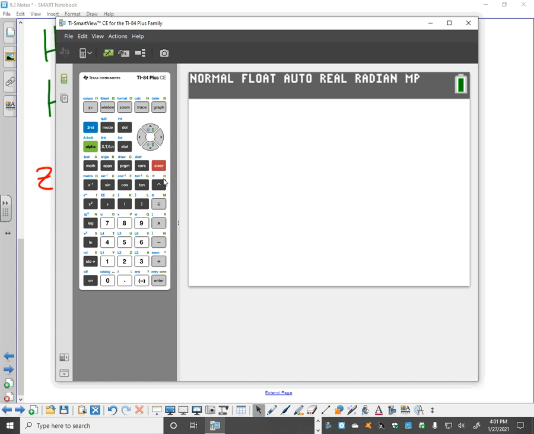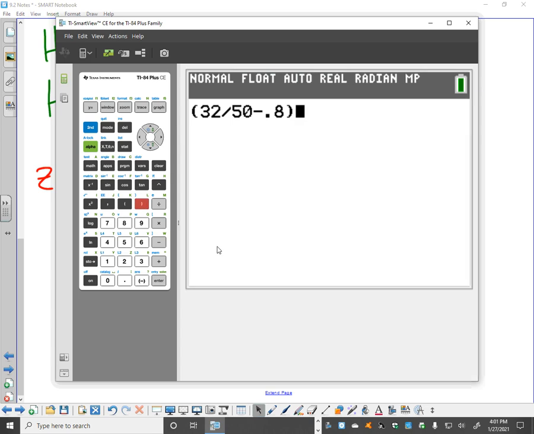So here I go. I have to corral the top in parentheses because it's multi-termed. So 32 divided by 50. Don't close your parentheses. The parentheses is for the entire top. Minus 0.8. Close my parentheses. That's the whole top. The reason I need that in parentheses is because I'm about to divide it, and I'm trying to tell my calculator that that whole thing needs to be in the numerator. Now my denominator is one term, so I do not need parentheses around my denominator.